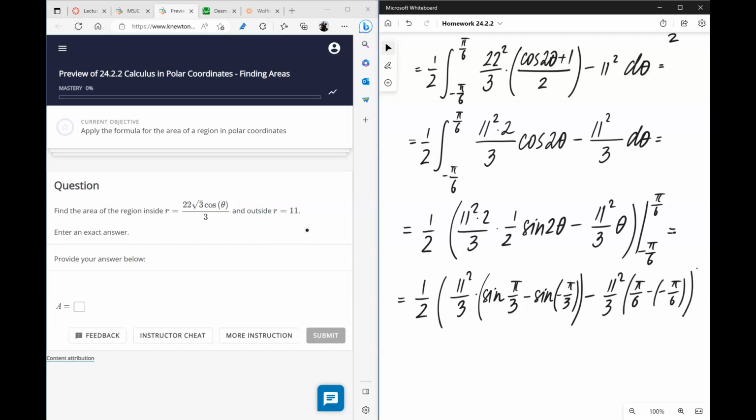Now we need to simplify. So we have 1/2 times 11 squared over 3 times sine of pi over 3, which is root 3 over 2, minus negative root 3 over 2, so it just becomes root 3. We're distributing the 1/2 over here. So I have 11 squared over 3 times pi over 6 minus negative pi over 6, which is just pi over 3.